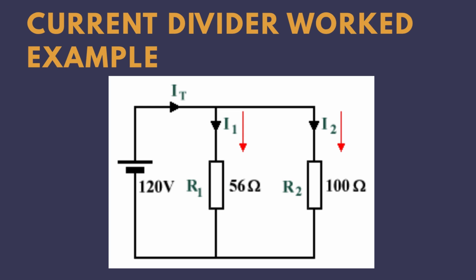Imagine you've got two resistors, R1 and R2, in parallel. If you know the total current and the resistances, you just plug them into the formula to find out how much current goes through each one. This is super handy when you're designing circuits and need to make sure that the current is shared safely.